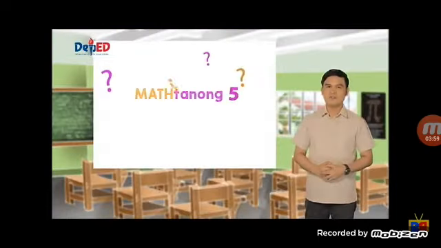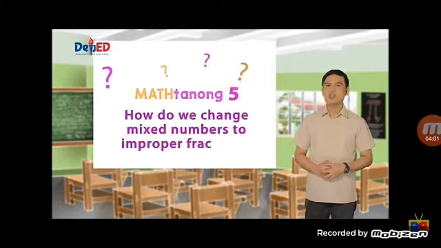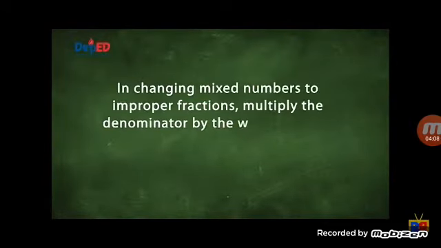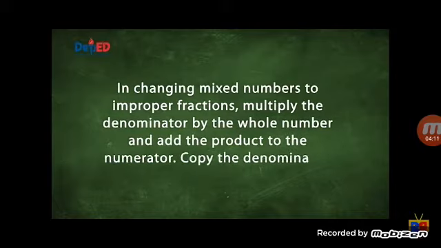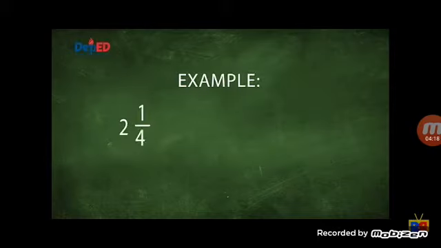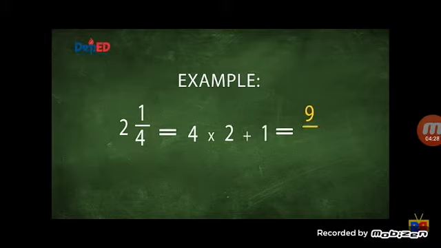Matanong number 5. How do we change mixed number to improper fraction? In changing mixed number to improper fraction, multiply the denominator by the whole number and add the product to the numerator. Copy the denominator. For example, 2 and 1/4. 4 times 2 plus 1 equals 9. 9 as numerator and copy the denominator 4. Therefore, 2 and 1/4 is equal to 9/4.